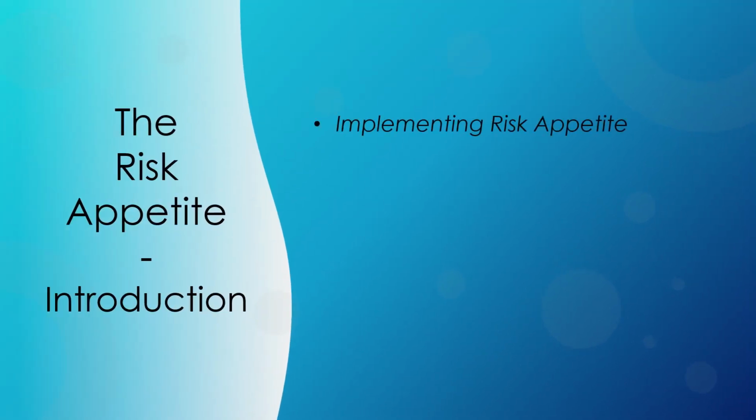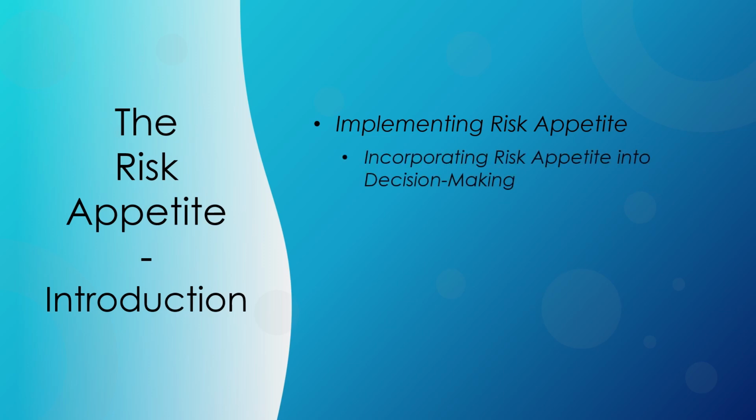Once risk appetite is defined, it needs to be implemented across the organization. This involves several key activities. Ensure that decision makers consider the risk appetite when making strategic choices, project plans, and operational decisions. Continuously monitor risks to ensure they remain within the defined risk appetite. If risks exceed tolerance levels, corrective action should be taken.